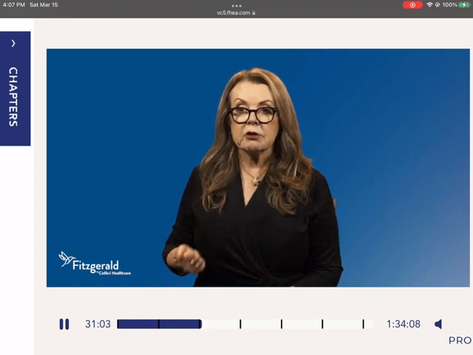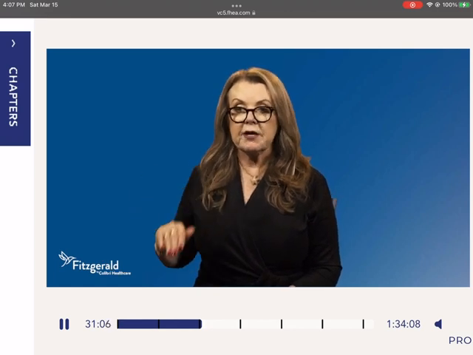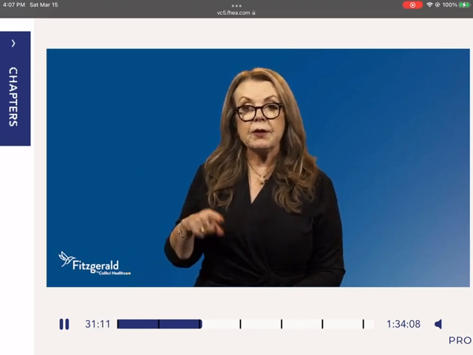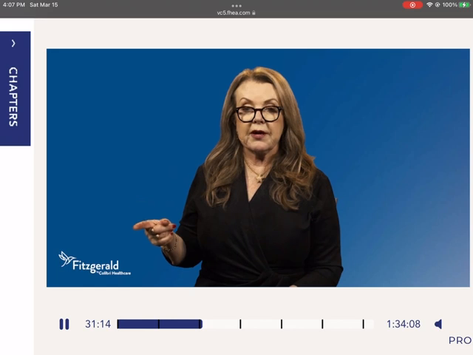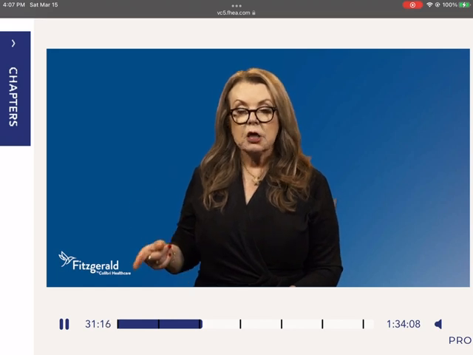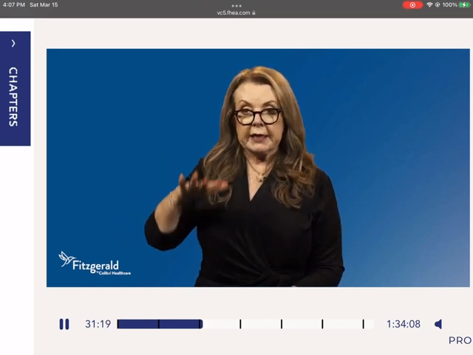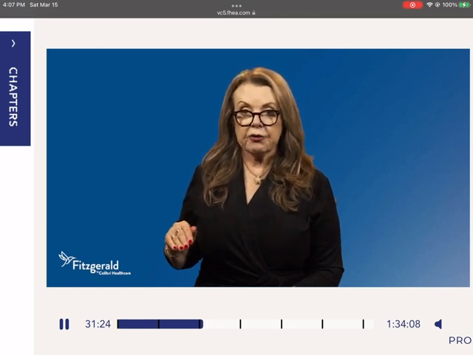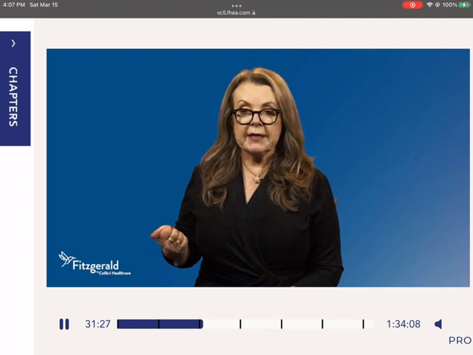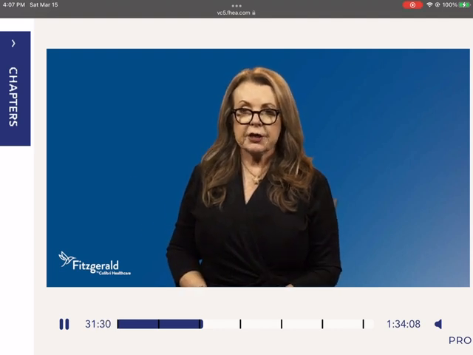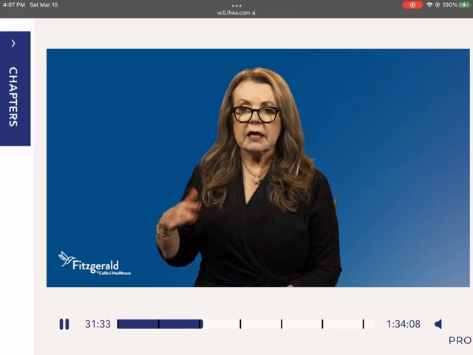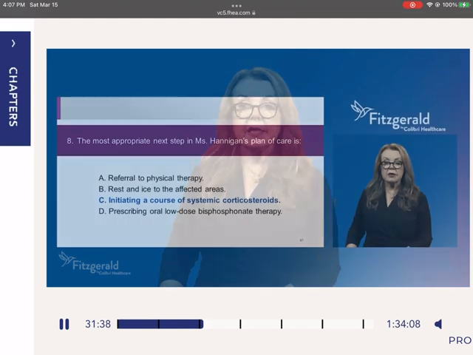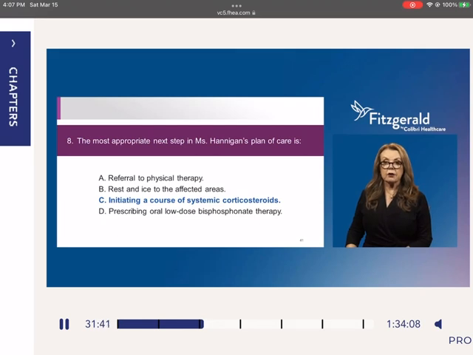C, initiating a course of systemic corticosteroids. Far and away the best answer. Why would that be? Because keep in mind, about 50% of people with polymyalgia rheumatica will also have a component of giant cell arteritis. What do you need to do? You need to get rid of that inflammation. Systemic corticosteroids will do the trick. D, low-dose bisphosphonate therapy. That's treatment of osteoporosis and would not be germane to this particular scenario. C is the best answer, initiating a course of systemic corticosteroids.